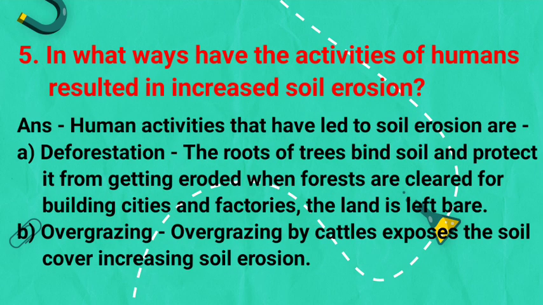5. In what ways have the activities of humans resulted in increased soil erosion? Answer. Human activities that have led to soil erosion are A. Deforestation. The roots of trees bind soil and protect it from getting eroded. When forests are cleared for building cities and factories, the land is left bare. B. Overgrazing. Overgrazing by cattle exposes the soil cover, increasing soil erosion.